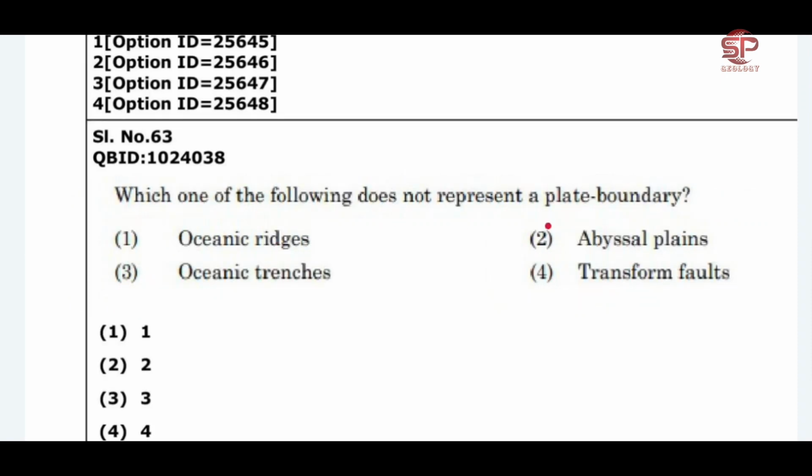Which one of the following doesn't represent a plate boundary? So the oceanic ridge, it is a divergent plate boundary. Oceanic trench, it is a convergent plate boundary. Transform fault, it is a transform plate boundary. So the abyssal plain, it is a deep sea plain. It doesn't represent any plate boundary. So this should be the correct one.